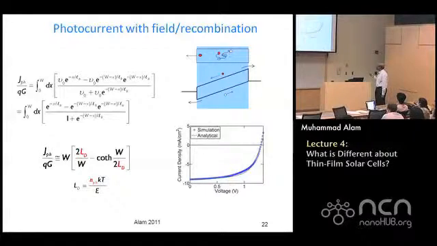These numerical simulations are these symbols, and then the analytical formula is essentially this green line. So you can see how accurate this simple formula is.